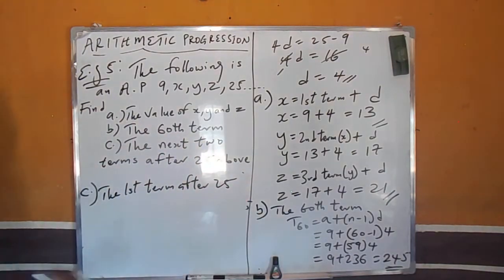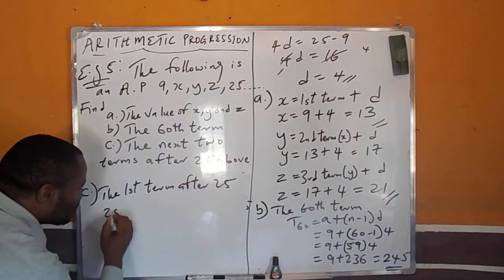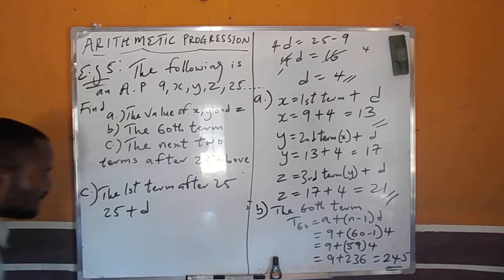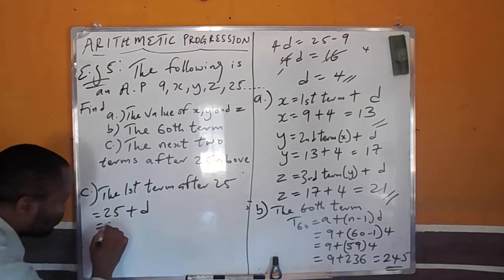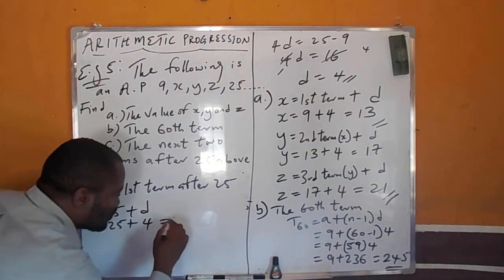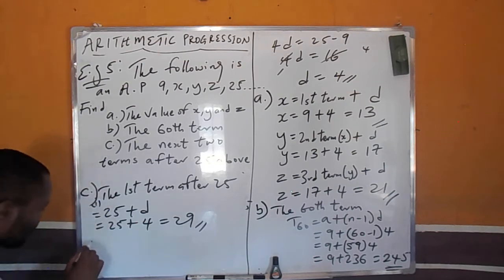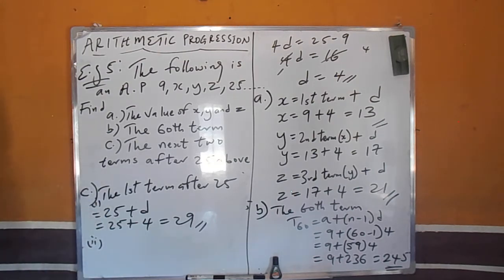What will the first term after 25 give us? This is 25. You just say 25 plus D, which equals to 25 plus 4, which equals to 29. This is the first term after 25.